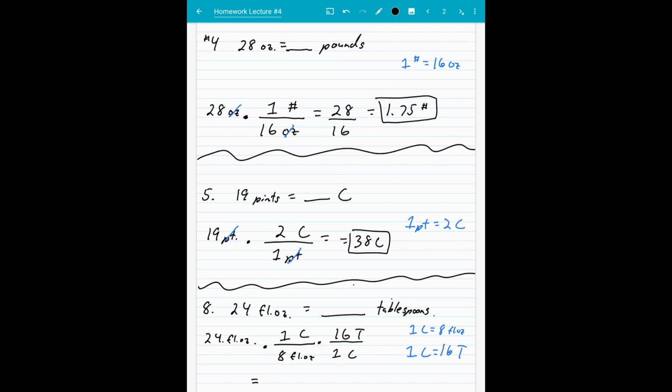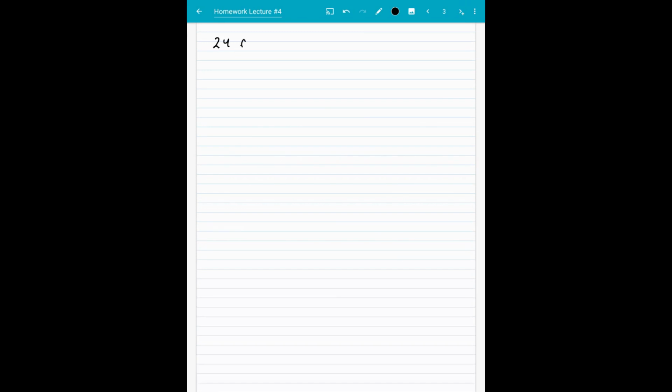Now I can go ahead and multiply everything on the top, 24 times 16. That gives us 384 divided by 8 times 1. 384 divided by 8 then gives us 48. So that gives us 48 tablespoons. And that would be our answer for that problem. So we did a roundabout way of getting to the answer. Now we could figure out a conversion for this. So let's remember this. 24 fluid ounces is equal to 48 tablespoons.